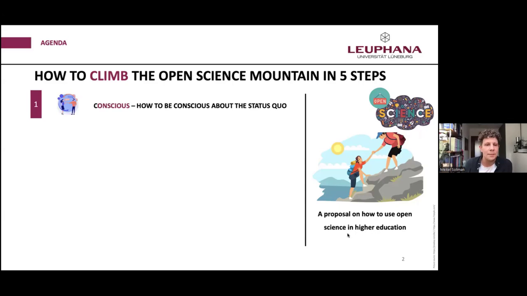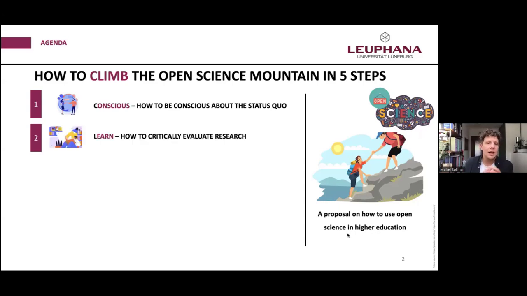So the first step would be that we need to make students conscious about the status quo in research that concerns psychology, management, but also sustainability and organizational science. And that status quo is that some of those studies can't be replicated or are hard to replicate. So this is the first step that we need to make students, in my opinion at least, aware of.